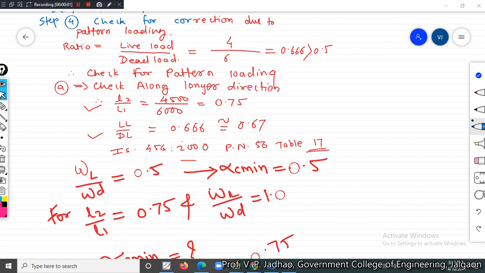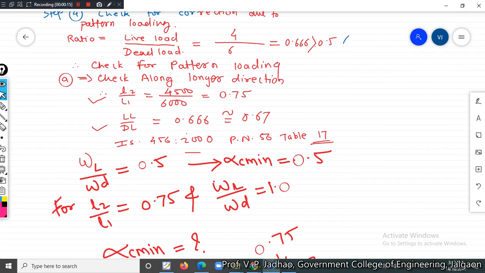Now in this step number 4, is check for pattern loading, and we will be calculating this ratio, dead load, live load upon dead load. So that comes out to be 0.67.